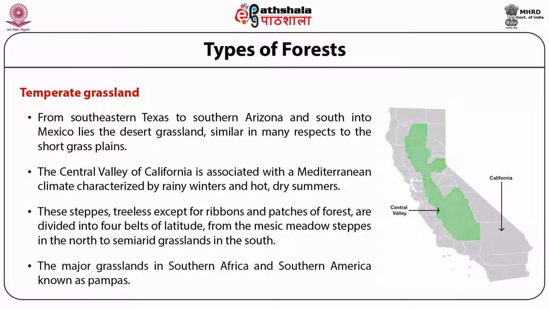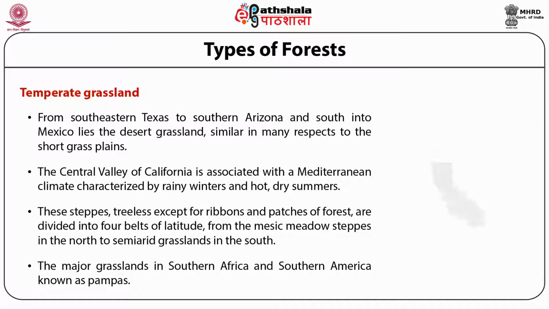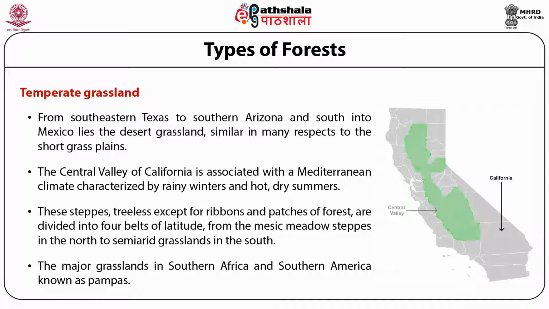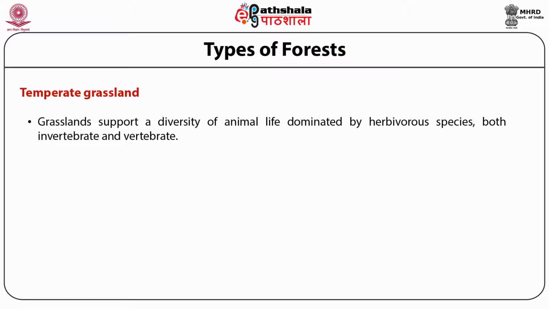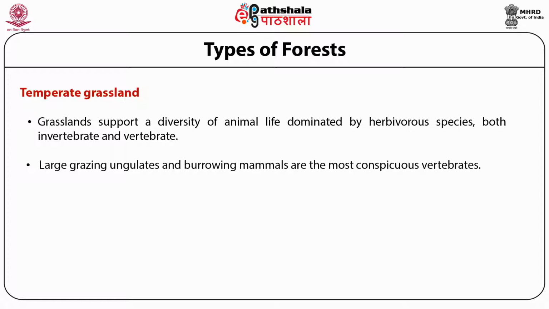The major grasslands in southern Africa and South America, known as pampas, are modified by the introduction of European forage grasses and alfalfa. Grasslands support a diversity of animal life dominated by herbivorous species, both invertebrates and vertebrates. Large grazing ungulates and burrowing mammals are the most conspicuous vertebrates.